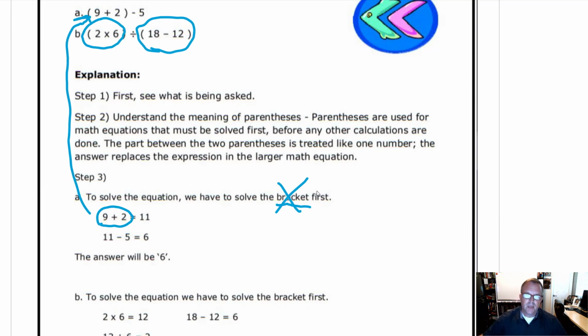Well, they're talking about that up there, 9 plus 2. And so they said, okay, that's 11. And then they rewrote the equation, right? They replaced the 9 plus 2 with an 11. So now they have 11 minus 5. Here's 9 plus 2, right? They rewrote it. They put 11 there instead. And then they solved the rest of the equation. 11 minus 5 equals 6. And it says the answer will be 6.